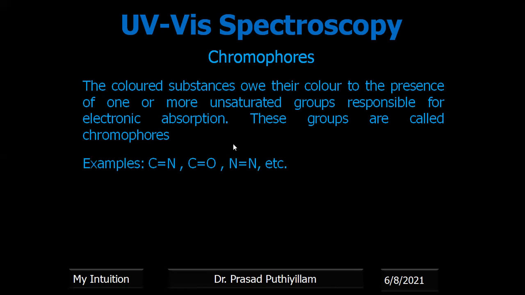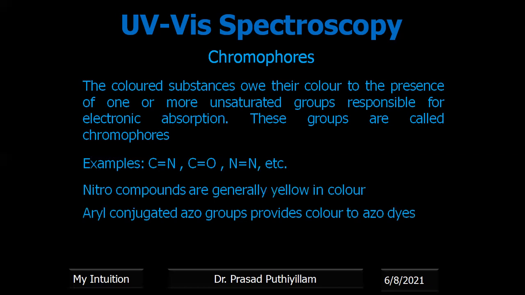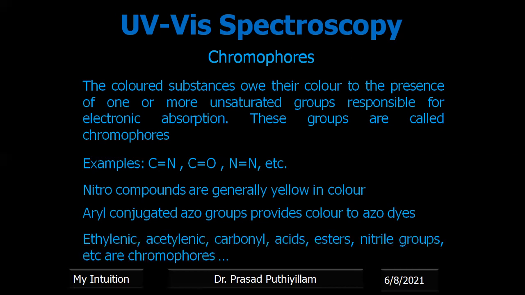Examples: C double bond N, C triple bond N, C double bond O, N double bond N. Even nitro compounds are usually yellow in color. That is because they contain an N double bond O, which we can call a chromophore. Aryl conjugated azo groups also provide color, mainly in azo dyes. Dyes means they have color. Therefore, in azo dyes, the color is due to the presence of the chromophore.